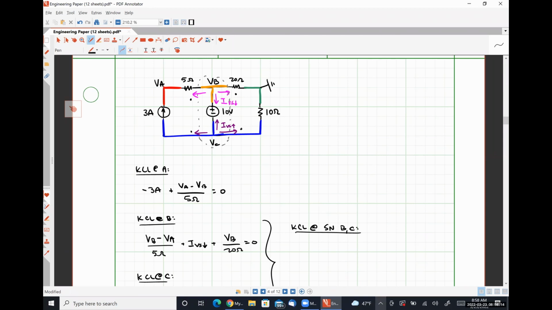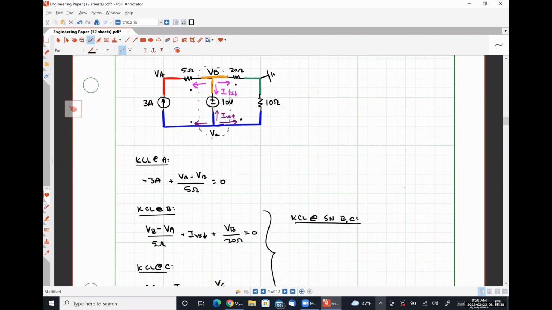And then the current IVS down is exactly counteracted by the current IVS up. And so we don't even need to bother to include it. So effectively, draw a circle around your voltage source and then figure out all the currents that are leaving both terminals of the voltage source. That's it.